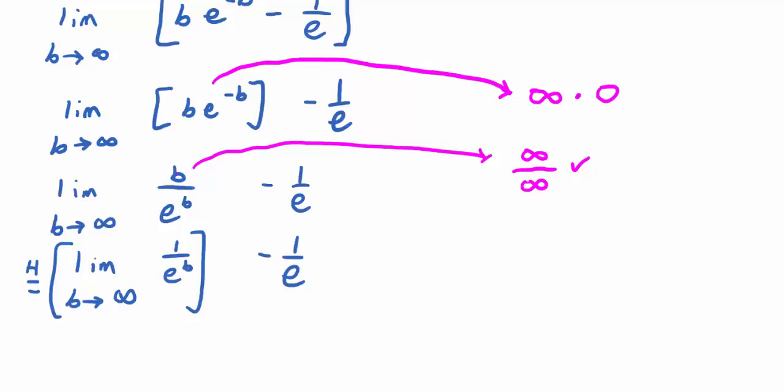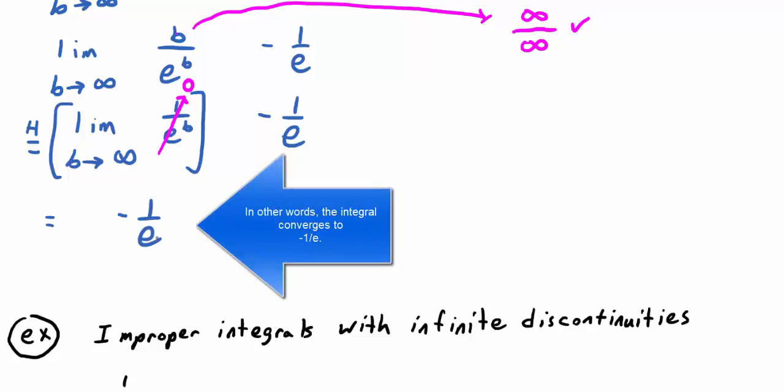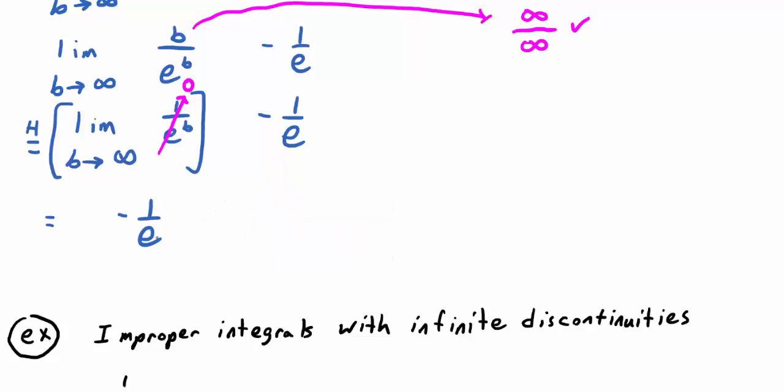What is it? E to the b is going to infinity. And so 1 over e to the b must be going to 0. So we get just negative 1 over e, and the improper integral converges. Does that make sense? So that one took a little more work because the antiderivative wasn't as easy to find as some of the others.